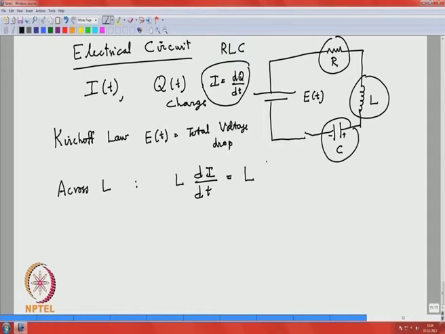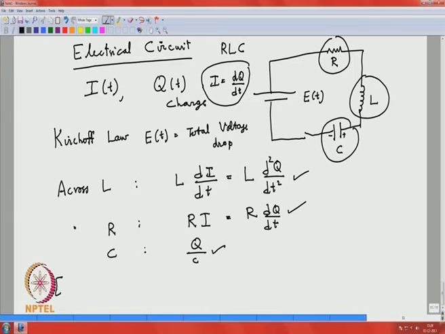So this is nothing but L into d square q by dt square. And across R, you know, the voltage drop is nothing but R into I. This Ri is equal to R into dq by dt. And across C, it is q by C, since you would have to write an integral form if you want to write it with I. So, it will be q by C.